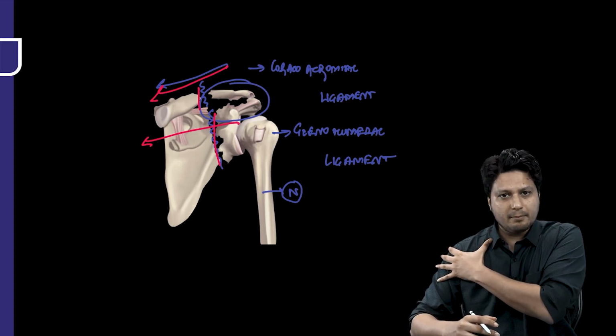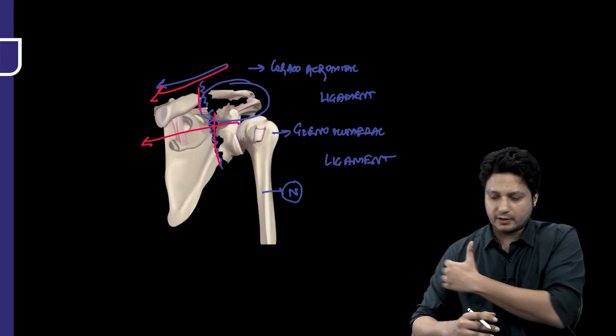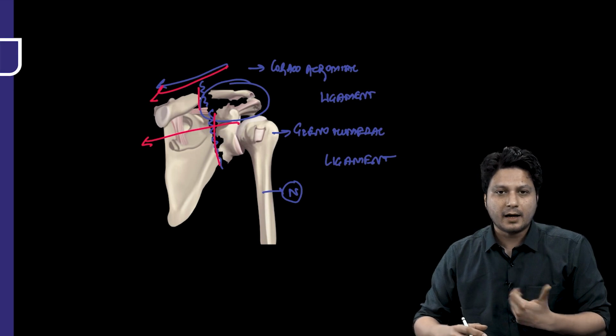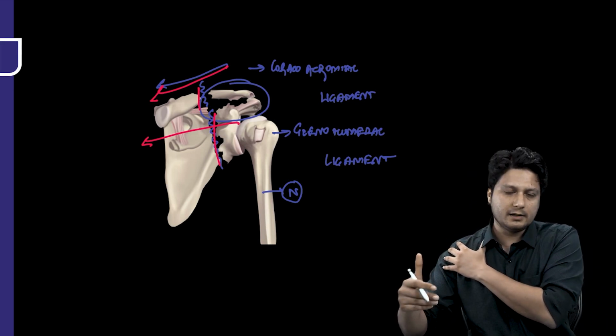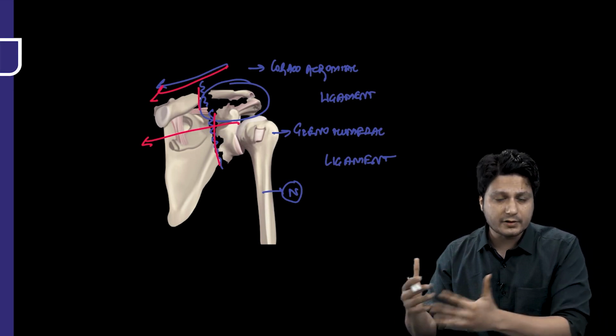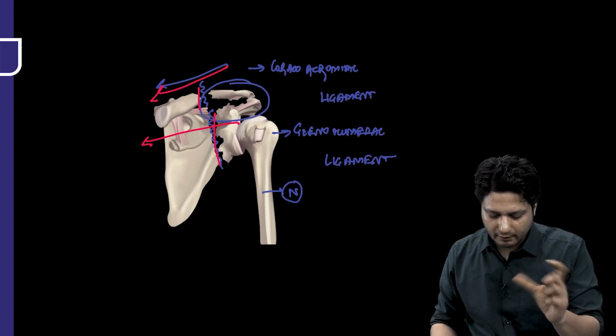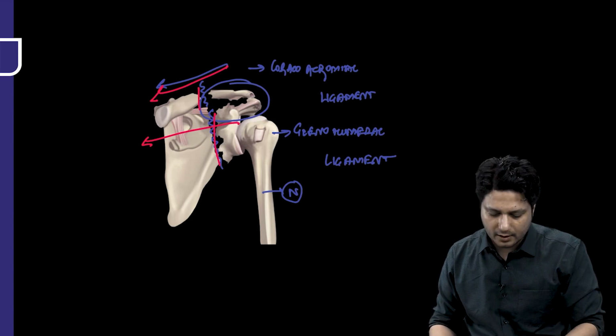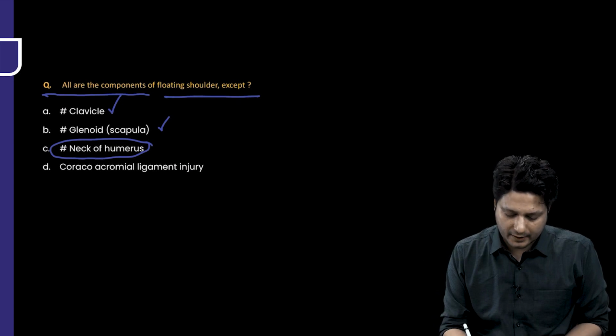Then this entire assembly is going to be dissociated. It is not connected to the axial skeleton and it is kept floating in the arm, and that is why it has gained its name, floating shoulder. So hope you have understood everything related to this topic in particular. So the answer obviously is the fracture neck of humerus.